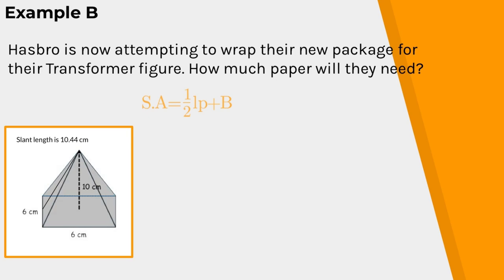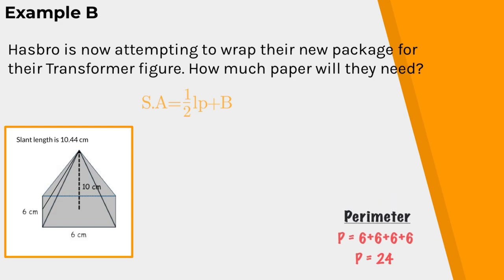So let's start with our perimeter. We're going to bring down our perimeter here. Since the base is a square, we know that all the sides are going to be the same. So we're going to add up the four sides of our base: 6 plus 6 plus 6 plus 6. When we add those all up, we get 24. So our perimeter is going to be 24.